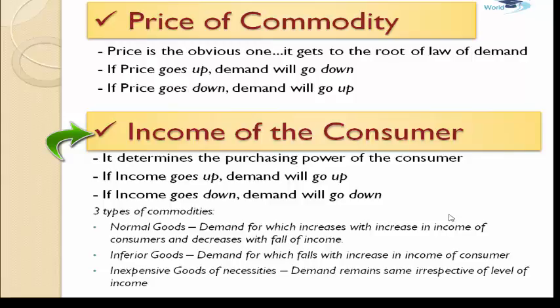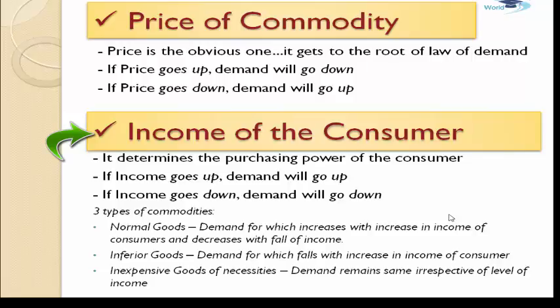Normal goods. Now, these are the goods wherein the demand increases with increase in income of consumers and decreases with fall of income. For instance, a consumer may increase his demand for clothes, refrigerators, TVs, and cars as his income increases.